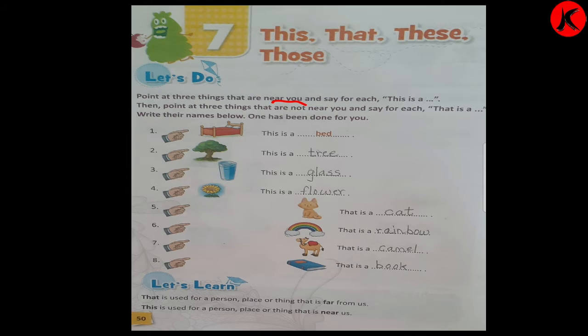This is A. Then point at 3 things that are not near you, जो आपके करीब में नहीं है. And say for each, that is A. जो आपके करीब में नहीं है तो आप उन्हें क्या कहोगे? That is A. और जो आपके करीब में है, this is A. Write the names below. One has been done for you.